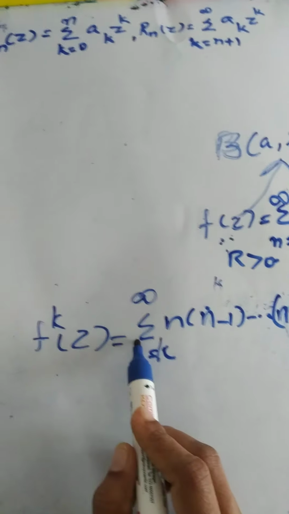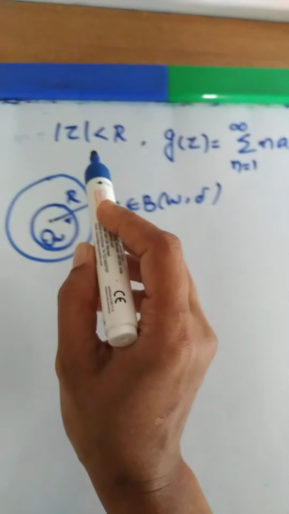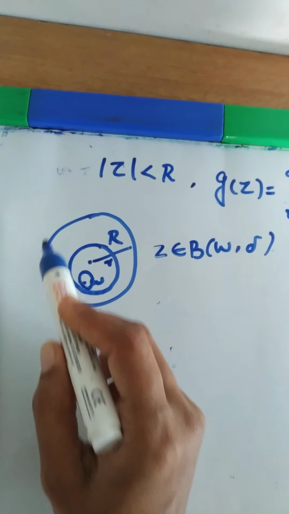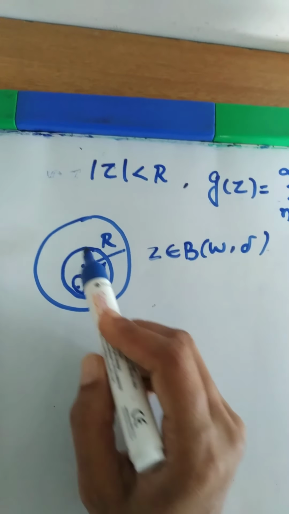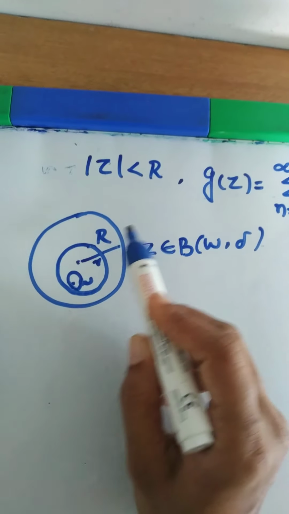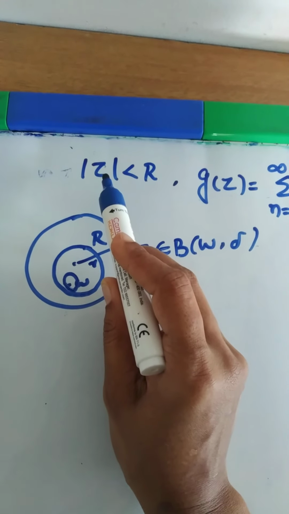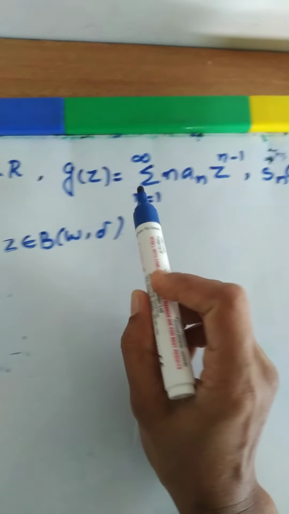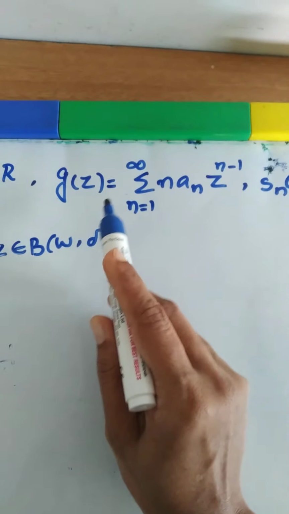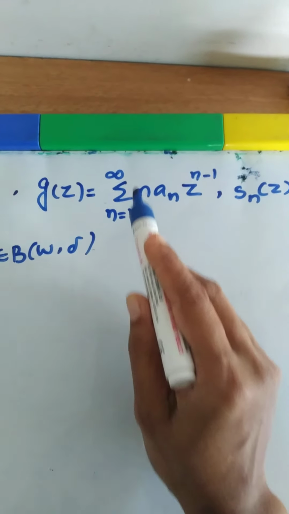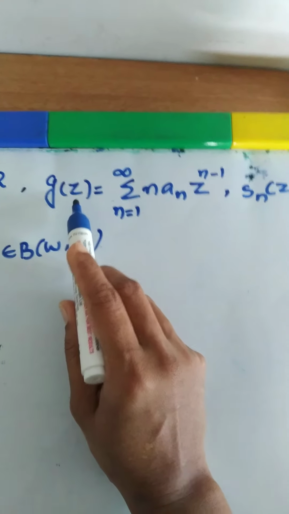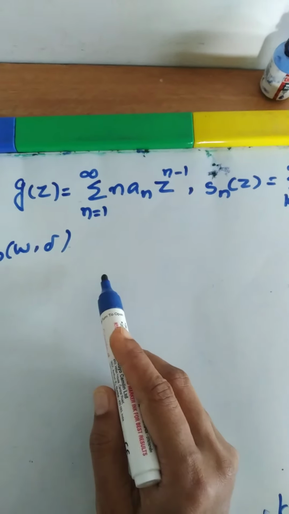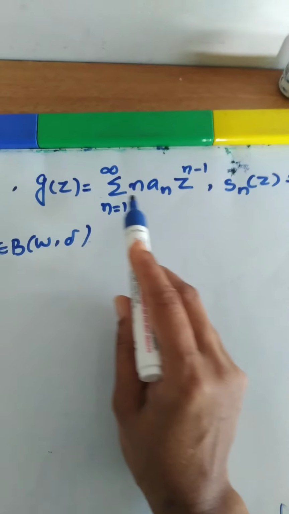So to prove the second part, you just define these terms. For mod z less than R, R is the radius of the circle with the center at origin. So here you take z from the interior of this circle. Let me define the term g of z equal to sigma n equal to 1 to infinity n a_n z raised to n minus 1. So g of z, you know that it is f dash of z.